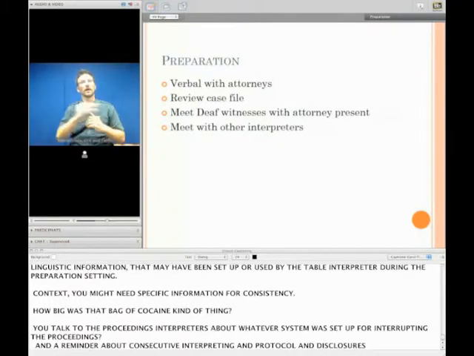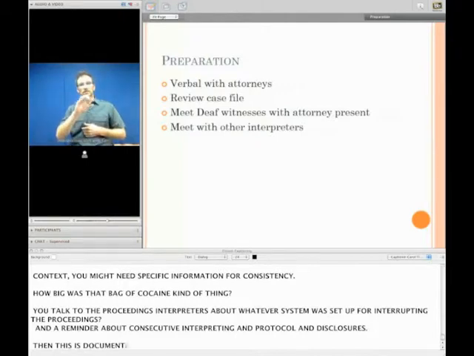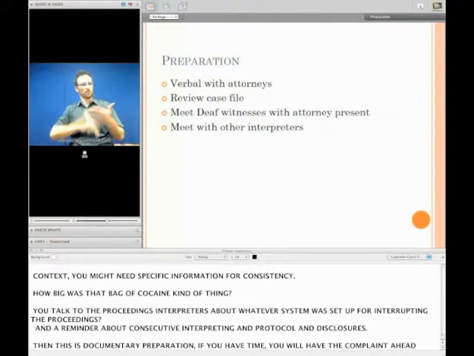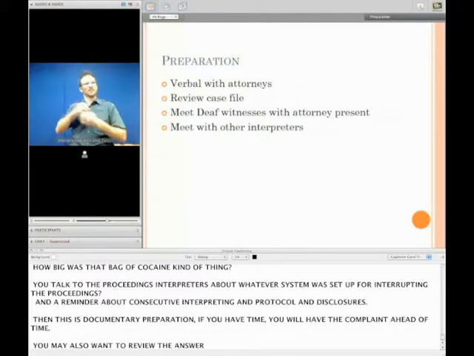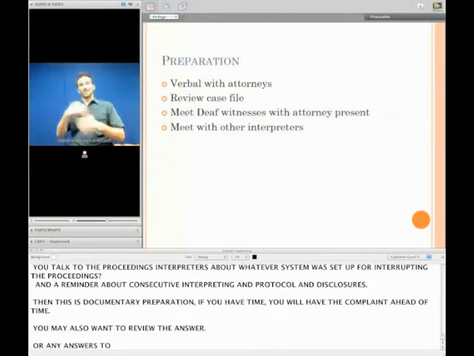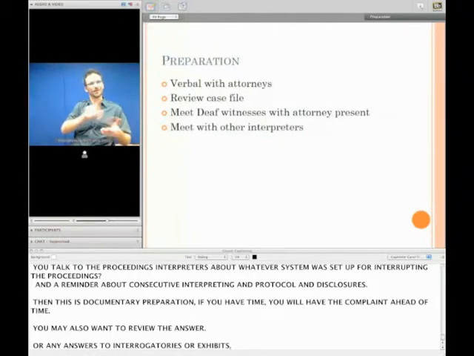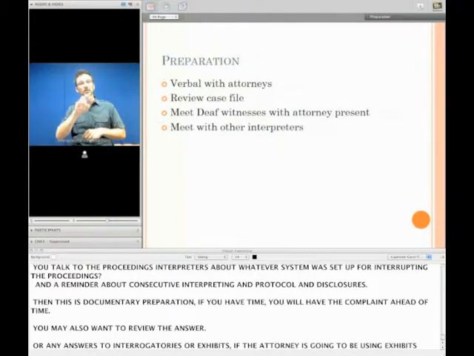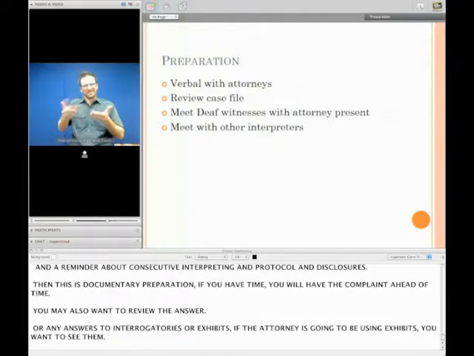Then there's documentary preparation. If you have time, you'll have the complaint ahead of time, but you may also want to review the answer or any answers to interrogatories or exhibits. If the attorney is going to be using exhibits, you want to see them, particularly if it's not just paper exhibits.